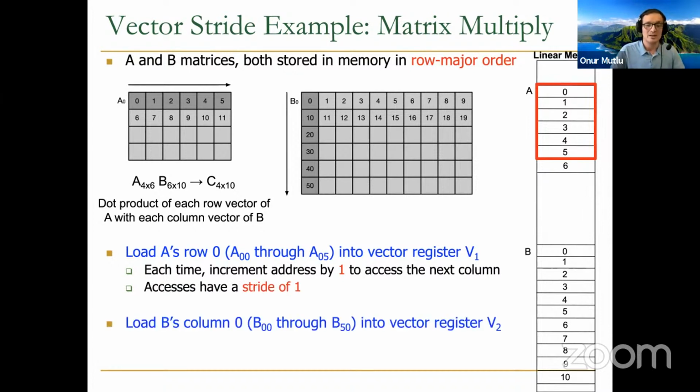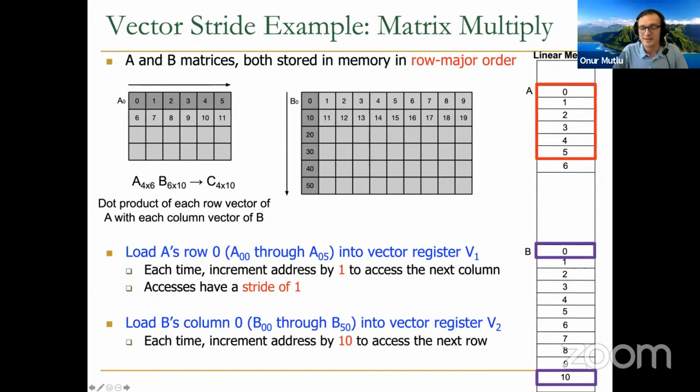Okay. But if you want to load B's column 0, into vector register 2, let's say, you have some trouble. Each time you need to increment the address by 10 to access the next row, as you can see, because you need to go through this element, this element, this element, this element in the column. Okay. So access has a stride of 10.